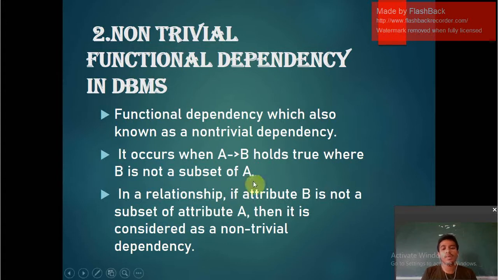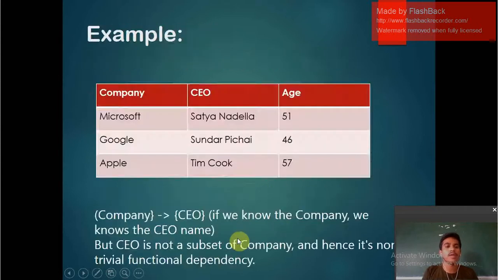See here, in a relationship, if an attribute B is not a subset of attribute A, then it is considered a non-trivial dependency, right? So let us see an example here of the non-trivial dependency. Here I have three columns: company name, CEO's name, and his age.